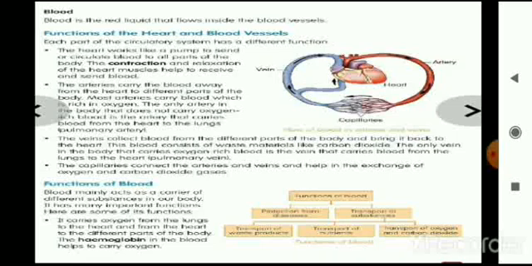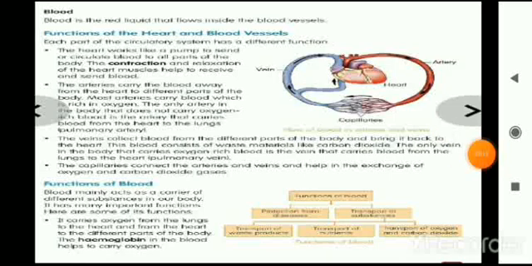And our next part of the circulatory system is blood. What is blood? Blood is the red liquid that flows inside the blood vessels. Now we will understand the functions of heart and blood vessels.